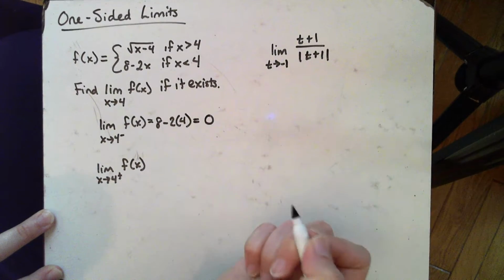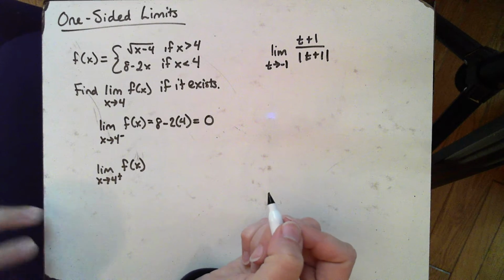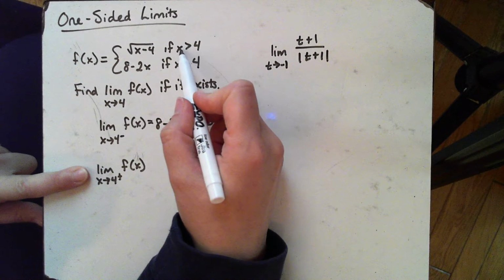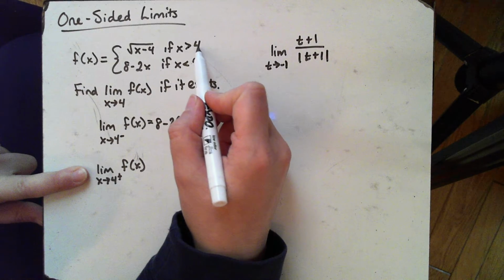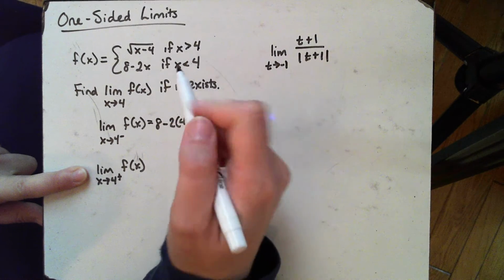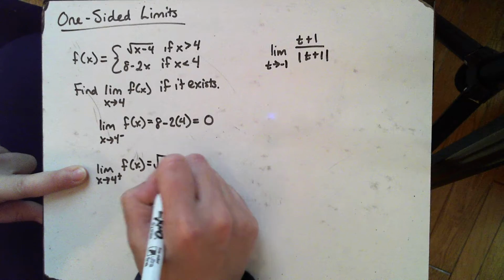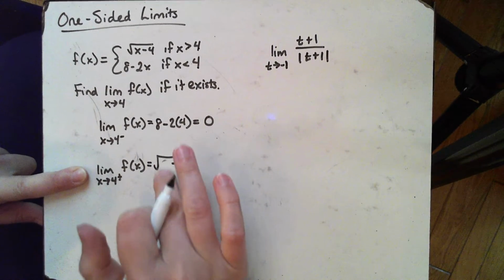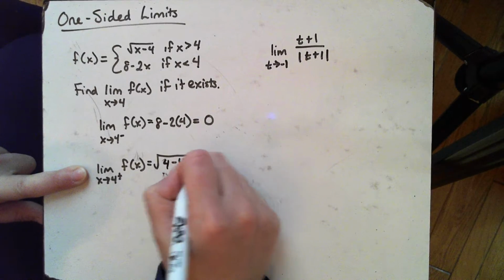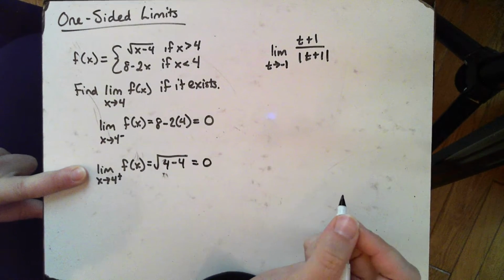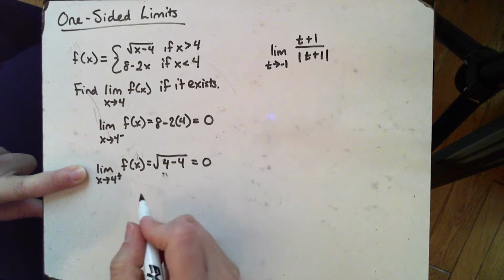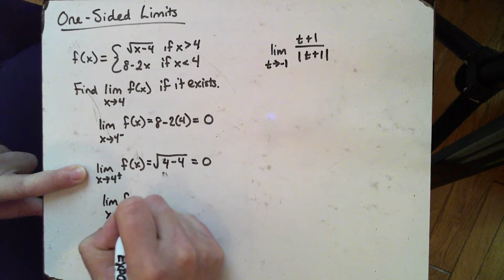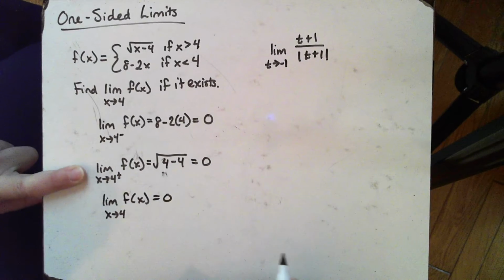Which is 0. Now from my positive side, that's this one up here because the x's are more than 4. So that's approaching 4 from the positive side. And if I put it in, I get the square root of 4 minus 4, which is the square root of 0. These two match. So my limit, my general limit as x approaches 4 of my function is 0.